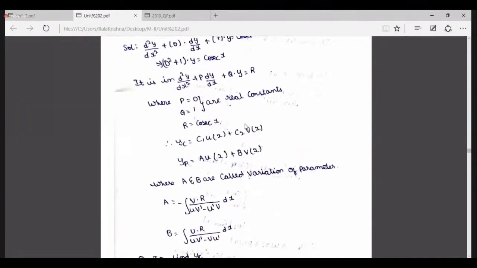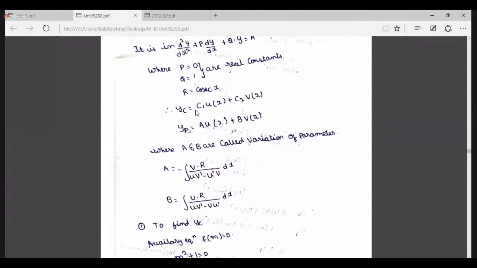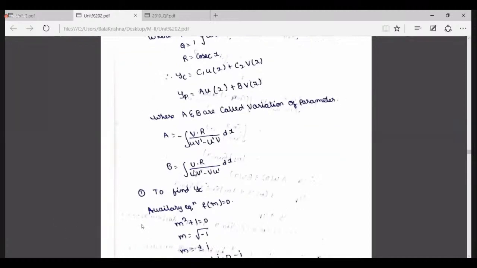So its solution is given by the complementary function as c1 u of x plus c2 v of x, and the particular integral a into u of x plus b into v of x, where a and b are obtained by the method of variation of parameters. A is given by minus integral v into r by u v dash minus u dash v dx. Like that, b is integral u into r by u v dash minus v u dash.